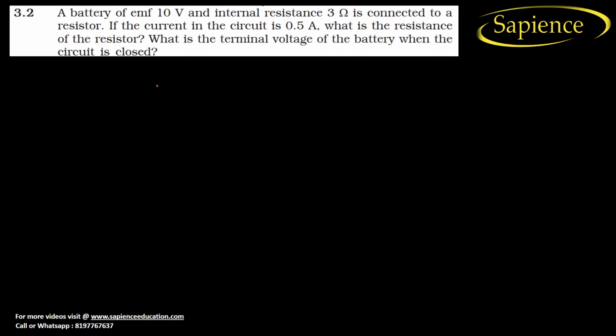Question number 2. It is saying that a battery of EMF 10 volt and internal resistance 3 ohm is connected to a resistor. If the current in the circuit is 0.5 ampere, what is the resistance of the resistor? What is the terminal voltage of the battery? Now we need to draw the circuit first of all. So let us draw this circuit.